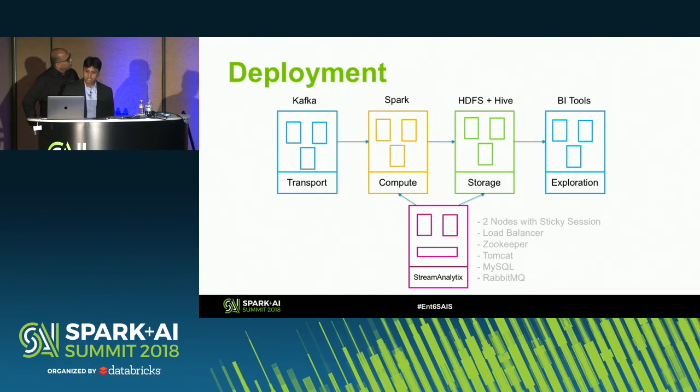This was a deployment diagram wherein we had several clusters dedicated around a functionality. For the data transport, we had a particular cluster for Kafka. Similarly, we had a compute cluster on which a dedicated 5-node Spark cluster was used. Similarly, there was a dedicated cluster for storage, and the BI tools were again deployed on a dedicated cluster. Especially the Spark and HDFS part was again orchestrated by StreamAnalytix. This was just a 2-node installation using a sticky session and load balancer.